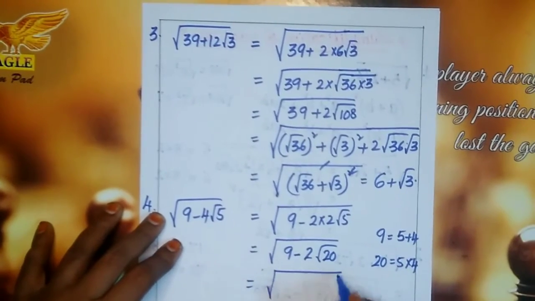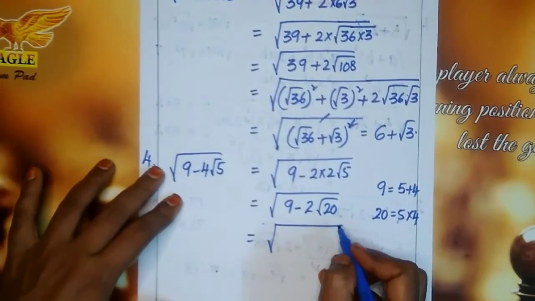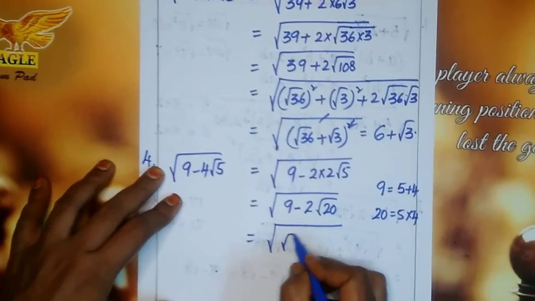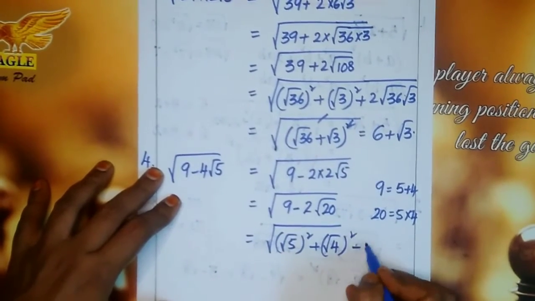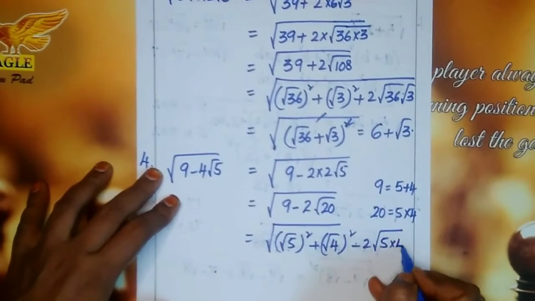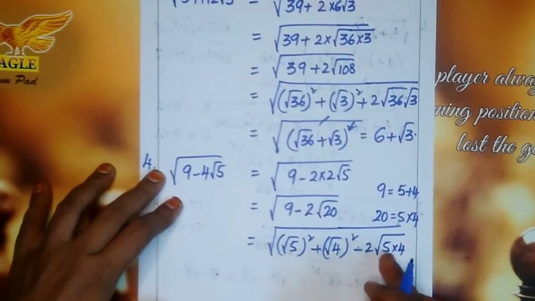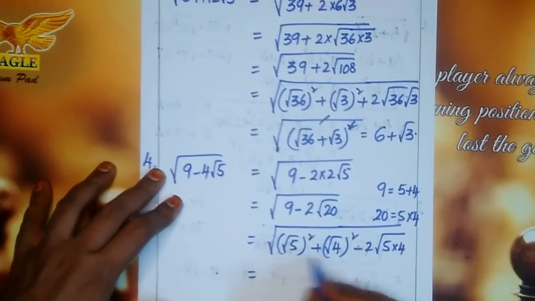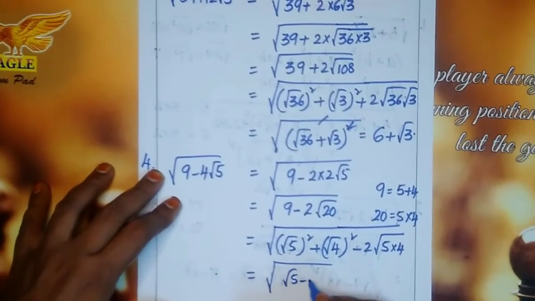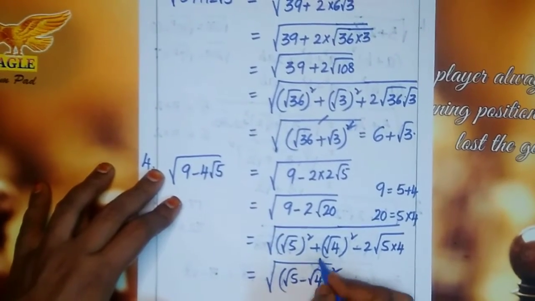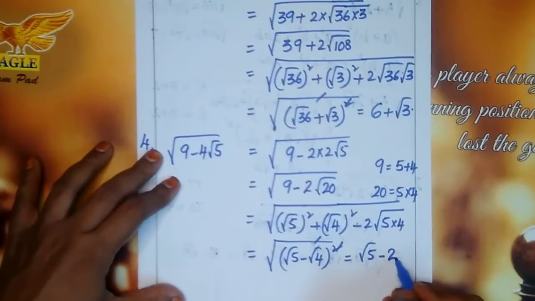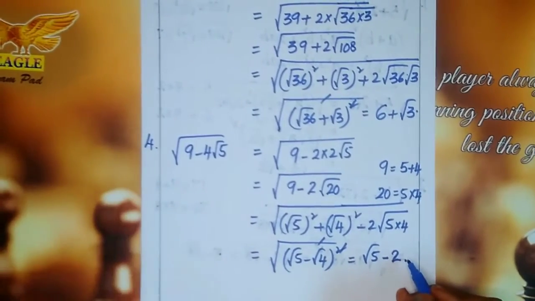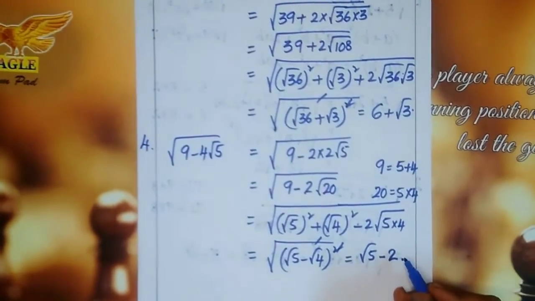So now we have to write like this. 9 can be written as square root 5 square plus square root 4 square minus 2 into square root 5 into 4. So a square plus b square minus 2ab, which is a minus b whole square. So square root of root 5 minus root 4 whole square. So square root gets cancelled. You got root 5 and square root 4 is nothing but 2. So this is the square root value. Now one more question. Next question.